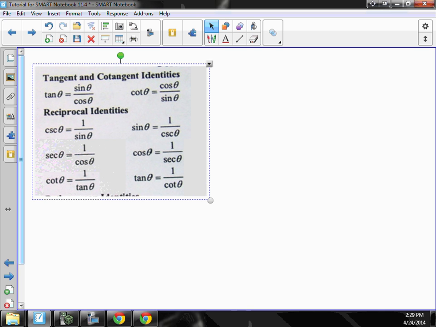Okay, do you see those formulas? They're on the right side on the left column, but near the top. The tangent and cotangent identities and the reciprocal identities. So what this is going to give you is a random expression using trig. And then it's going to ask you to simplify. What it means is use substitution to make that problem smaller.